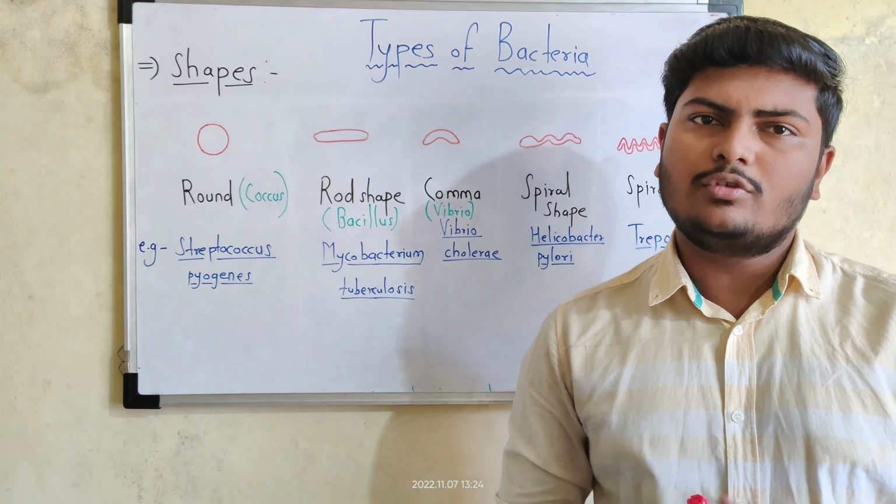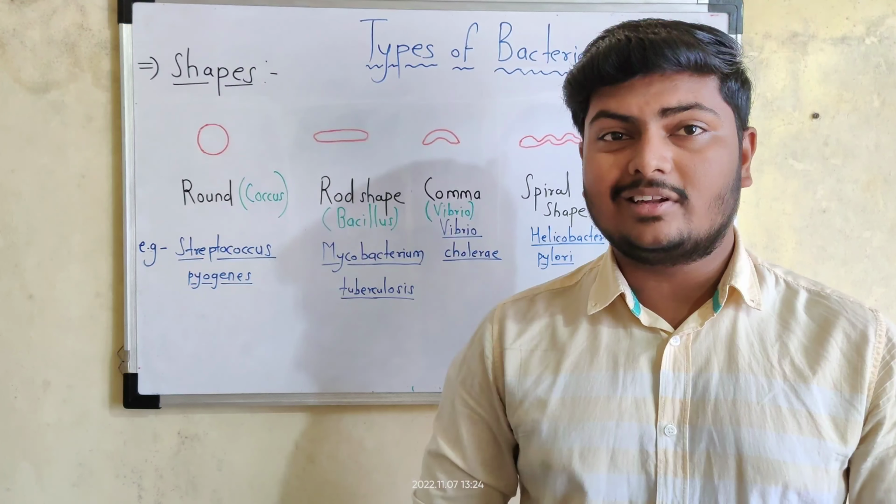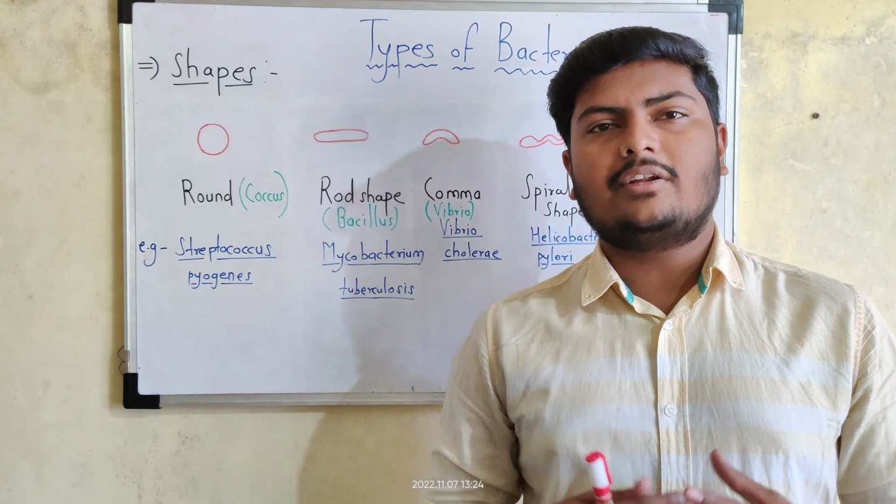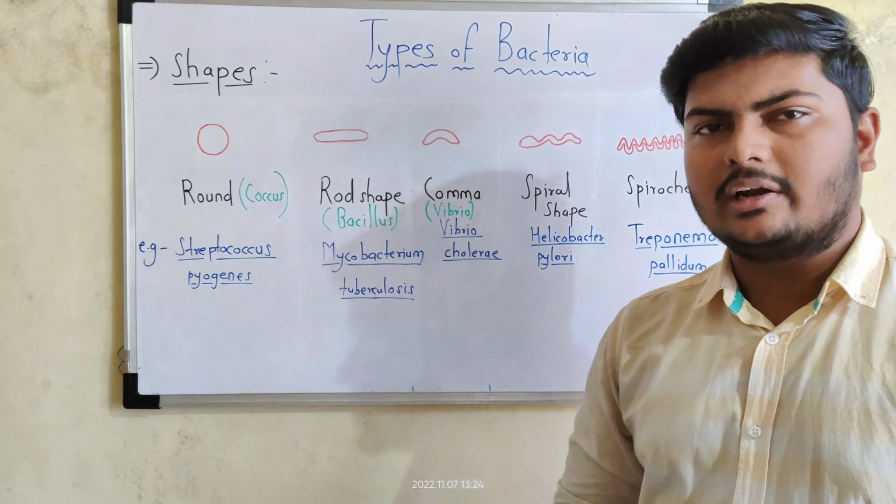There are some harmful bacteria, but most of the bacteria are not harmful to us. So even if they are present in air, water, or on your body, they are useful. 90% of the bacteria are useful to yourself. There are bacteria present in your internal organs, your gut also. So bacteria are not always harmful. So on the basis of shape, there are some types of bacteria that we are going to look at now.